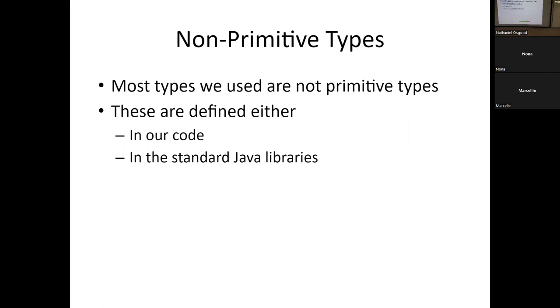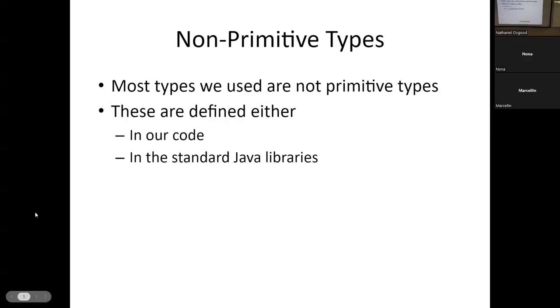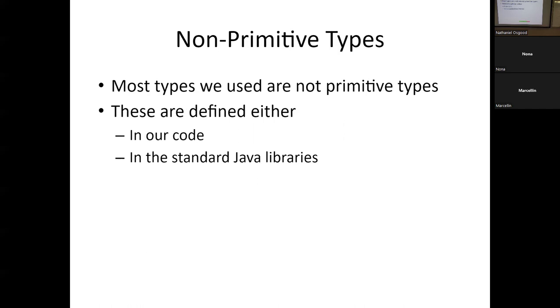So most things that we manipulate are not primitive types. They're not these built-in types. They're types that we or someone else have added. Maybe we've added them: we've declared a person, a support dog, a physician, a community health worker class in AnyLogic, a class of agents called that. That would be an example of a non-primitive type. We define option lists, right? We saw that earlier. We define option lists like these here. We've defined our own types. Most types that we use in AnyLogic are not primitive ones. We use these a lot, but these are not the majority that we're using.